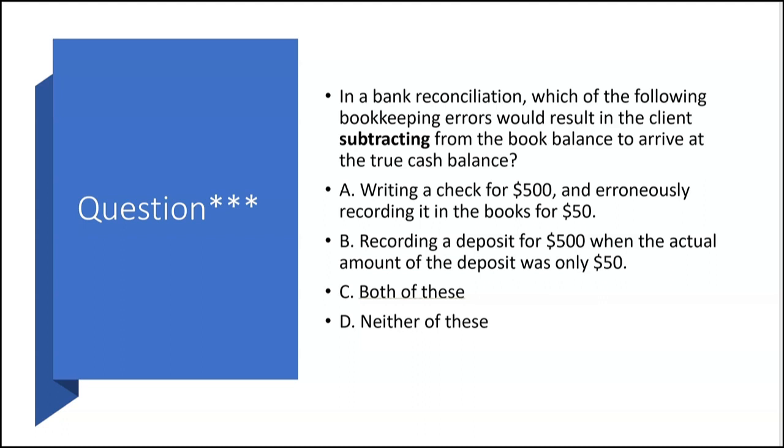What about B? Recording a deposit for $500 when the actual amount of the deposit was only $50. So it looks like in letter B you gave yourself too much credit in the books for that deposit. So you're going to have to subtract $450 because you recorded it in the books for $500 and the actual amount of the deposit was only $50. So you looked at the bank statement and realized the error, and you're going to have to correct it by subtracting $450 from the book balance, making both of these correct.